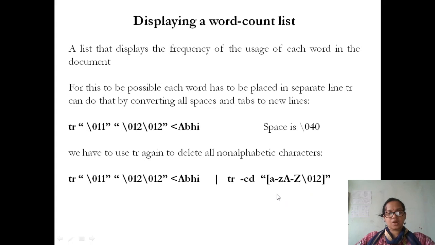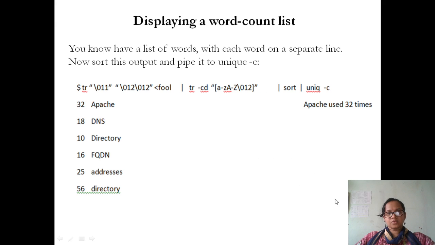Along with that, you have given sort and uniq. You can see this command. In the previous step we collected the details up to this, and now we say it has to be sorted and unique, and you have to count the frequency of occurrence. Each and every word has been placed into a new line, and it has been matched with how many times those words have been displayed. For example, in the file foo, Apache is the word which has been found 32 times. Same way DNS 18 times, and also directory 10 times.